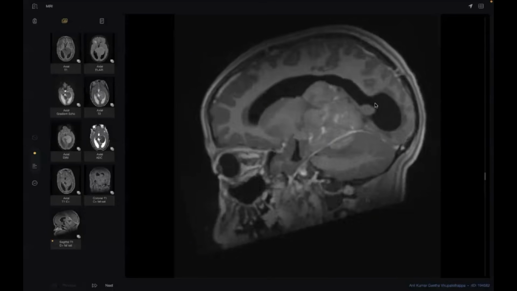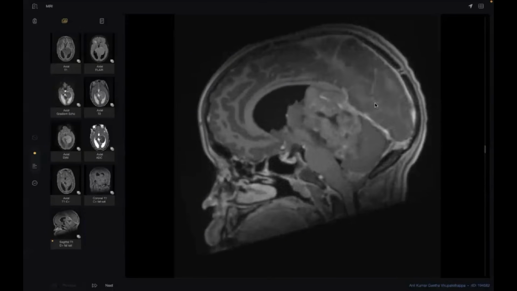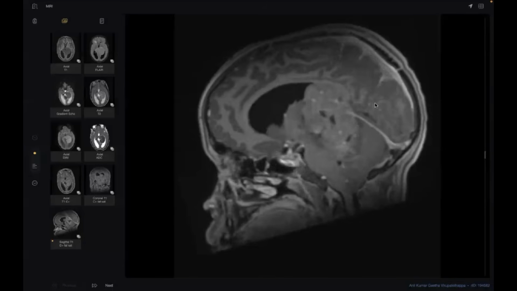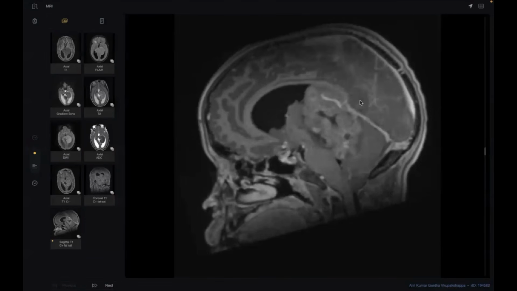Could you pick up the splenium? It is infiltrated, I think. What does it mean for you? If this lesion is a tectal plate glioma, it is possible to go up and then infiltrate here, or it is something else.